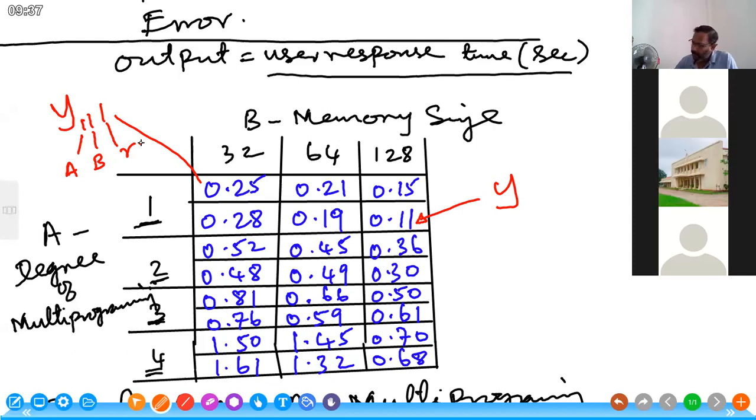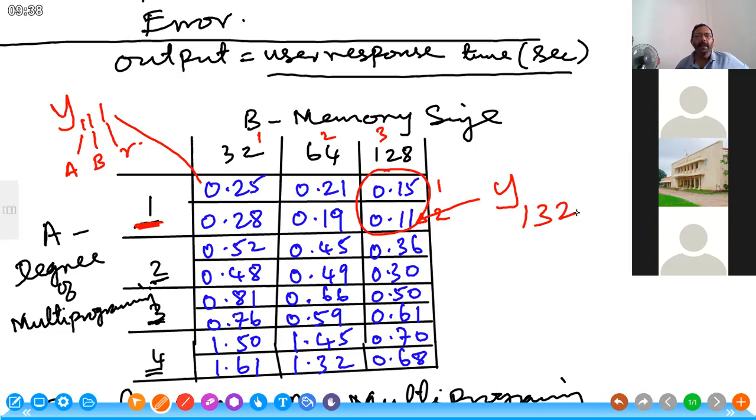Y132. Good. 1 is the first level of A. 3 is the third level. This is the first level, second level, third level of B. And under the first level of A and the third level of B, we have two observations. This is the first observation, this is the second observation. So that we could write it as 132. Right.